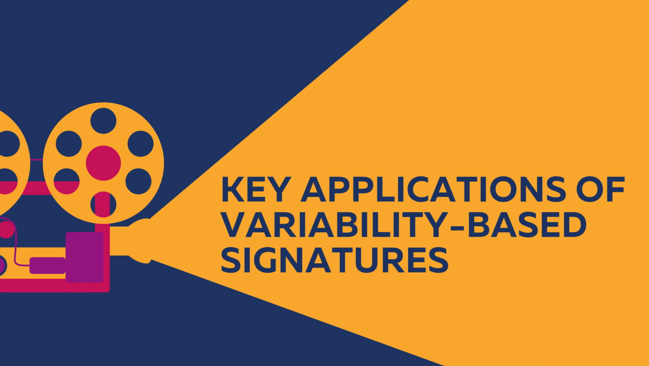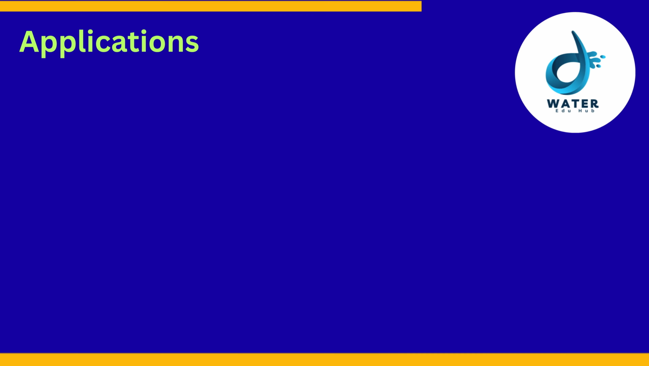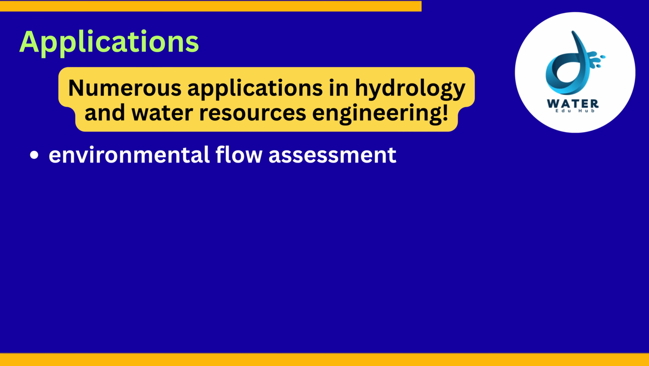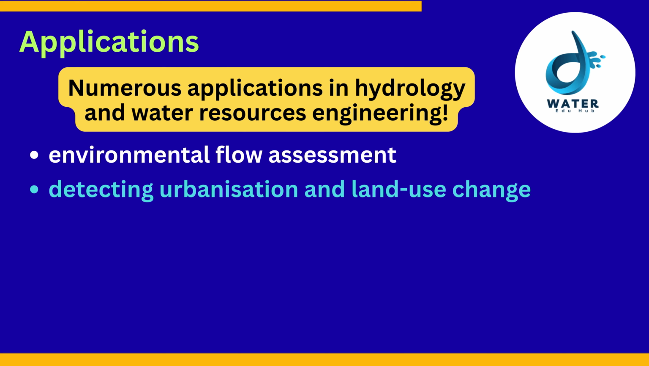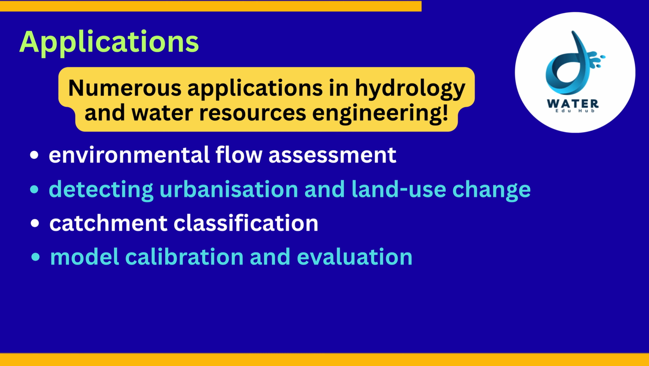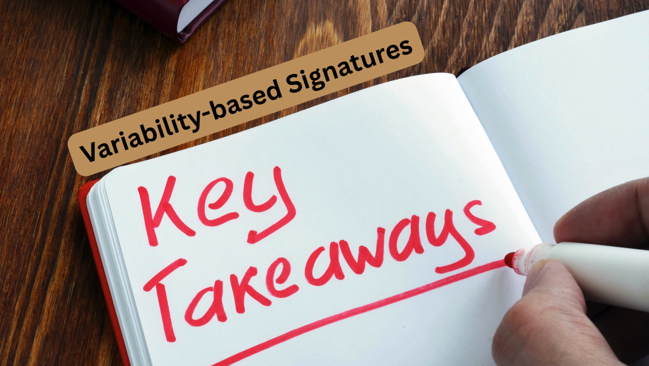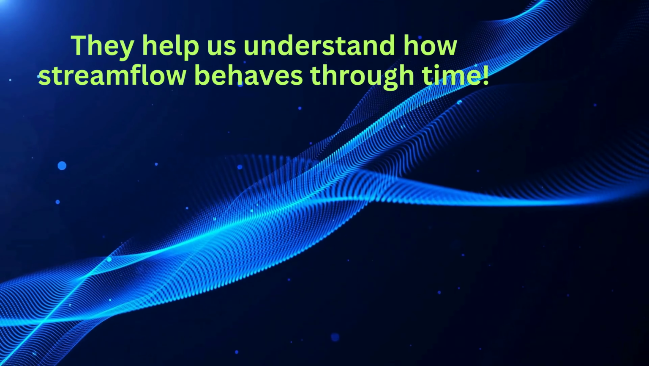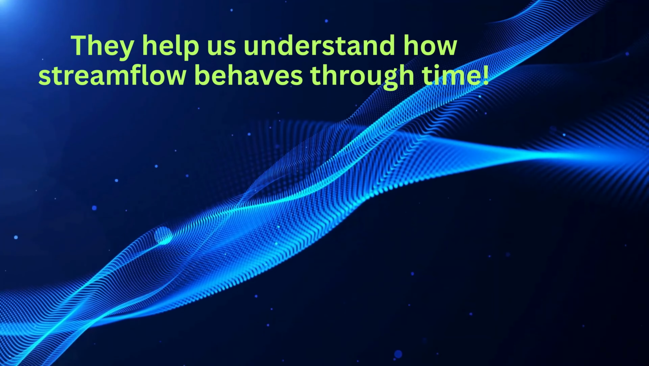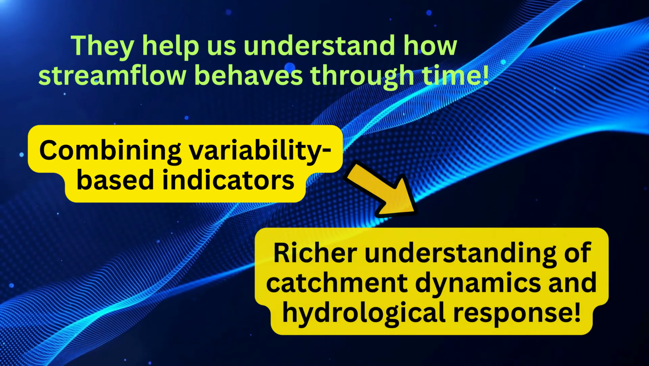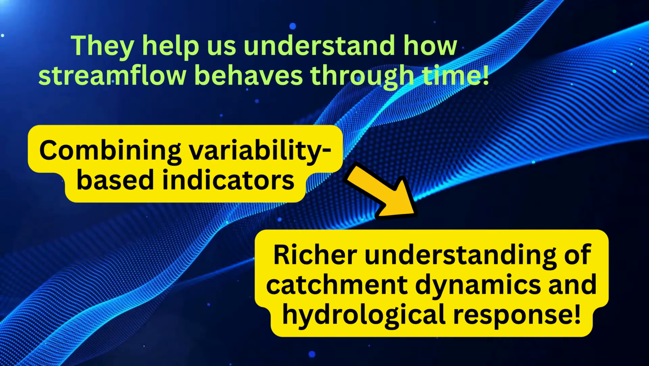Variability-based hydrological signatures have numerous applications in hydrology and water resources engineering. They are widely used in environmental flow assessment, detecting urbanization and land use change, catchment classification, model calibration and evaluation, and climate change impact assessment. Variability-based hydrological signatures help us understand how streamflow behaves through time. By combining variability-based indicators, we gain a much richer understanding of catchment dynamics and hydrological response.